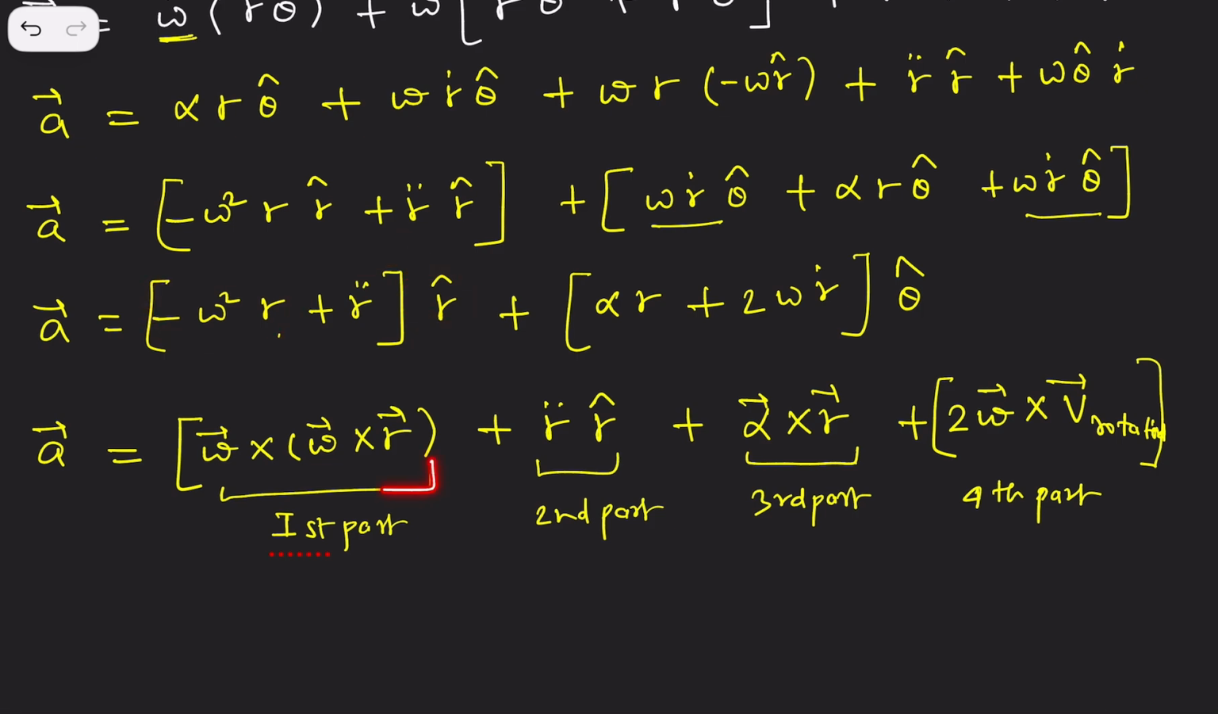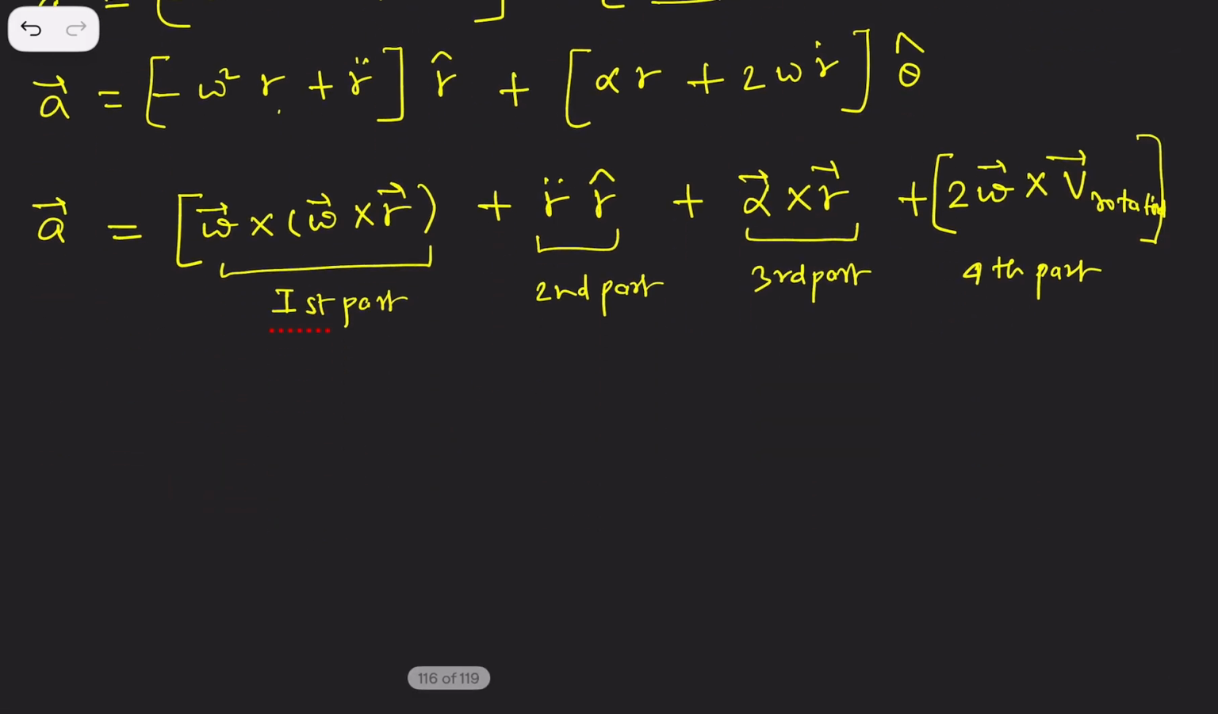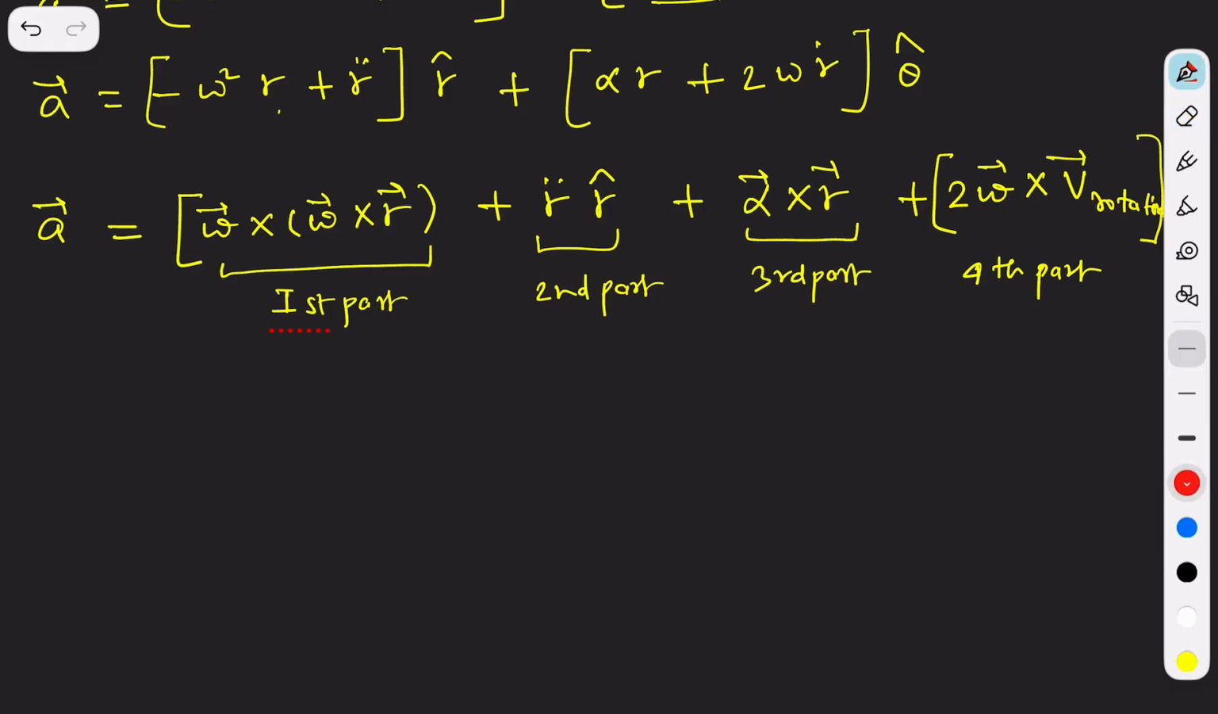So actually, guys, this part is what is known as your centripetal acceleration. When a body is moving on some circular path or some sort of curve, where the angle change is continuously happening, it will need some acceleration towards the inward direction of the radial vector. That is what is known as your centripetal acceleration.